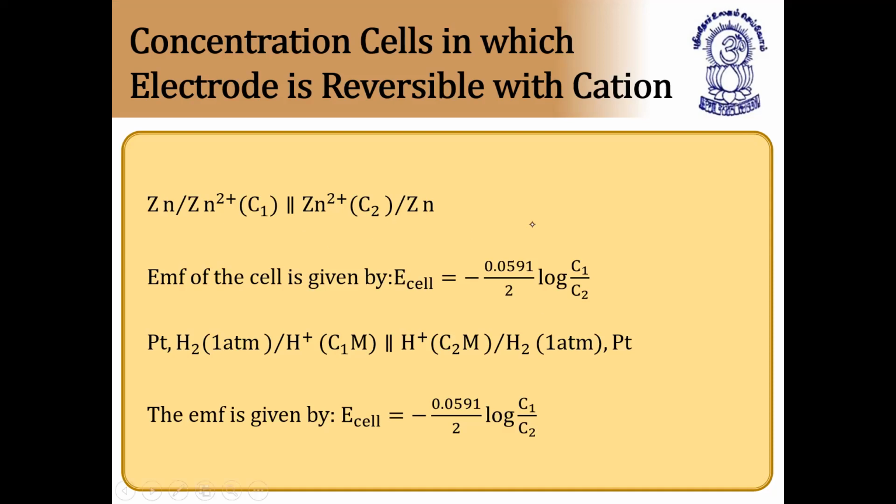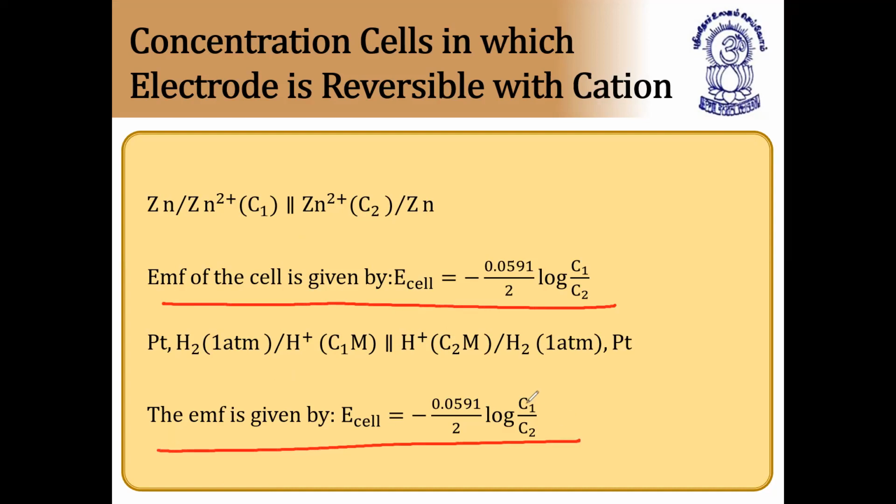You can underline this formula. In the case of hydrogen also it is the same. The EMF of the cell is equal to minus 0.0591 by 2 into log of C1 by C2. Log of C1 by C2 is important.